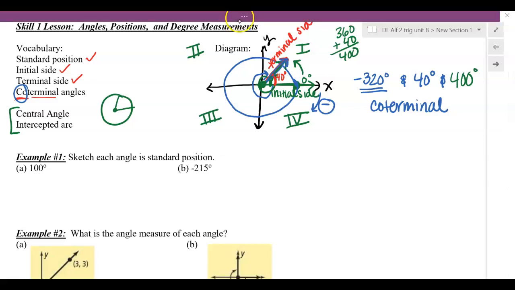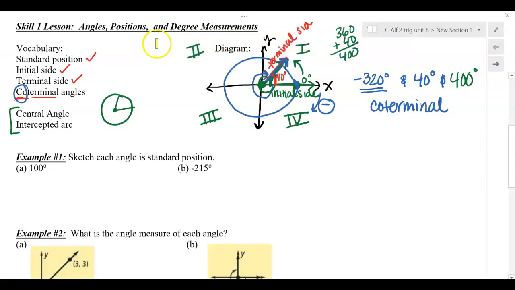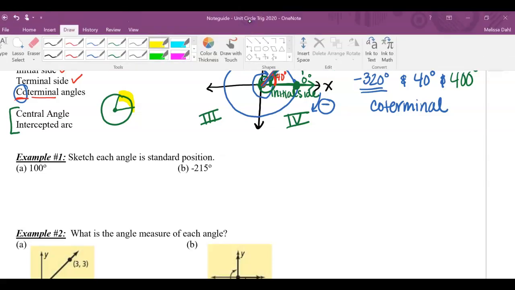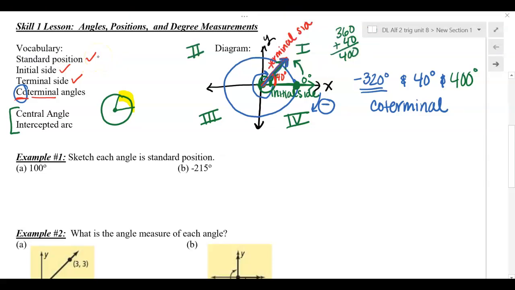And later in our course, we're going to talk more about this intercepted arc. But in geometry, your intercepted arc was the arc length of the circle that the angle cuts out of the circle if you look at the two endpoints of the angle. All right, so example 1 is to sketch each angle in standard position.